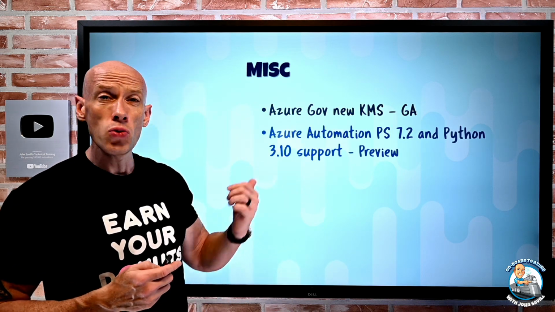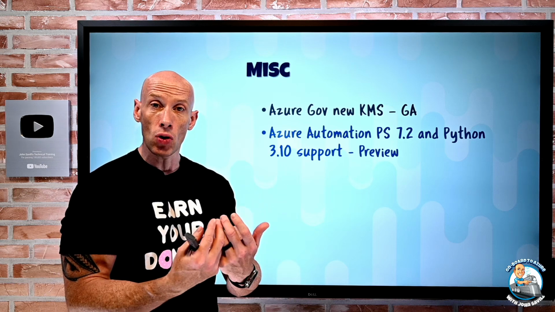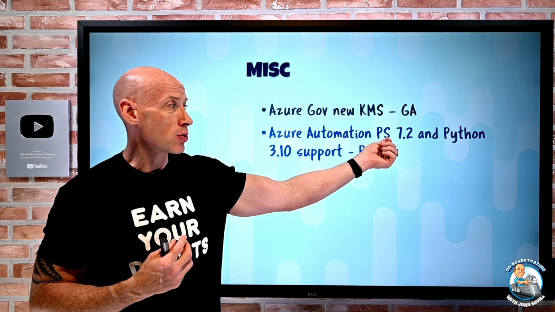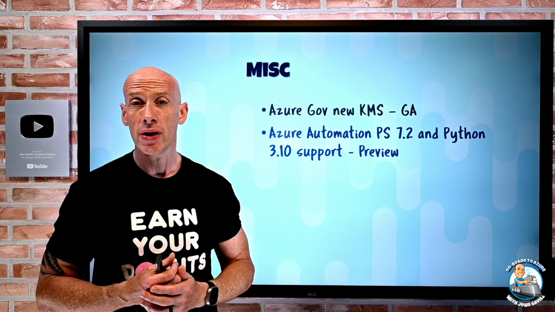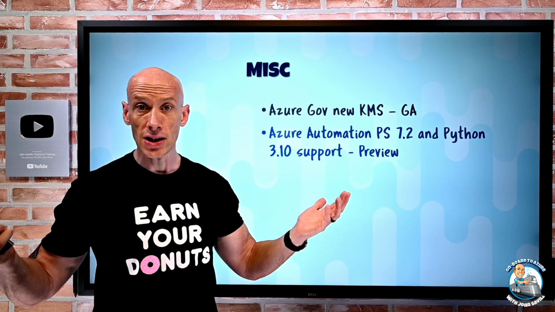And then Azure Automation, remember I have those runbooks, well, now supports PowerShell 7.2 and Python 3.10. That's it. That's all the updates.